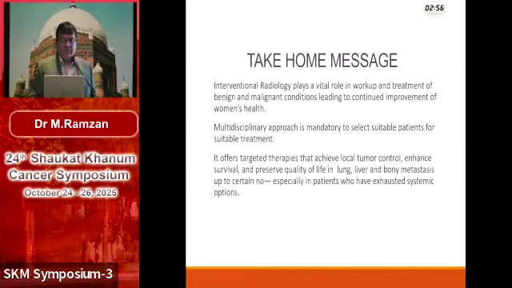We also offer lung tumor ablations if there are a couple of metastases, and liver and bony metastases up to a certain number. So especially in patients who have exhausted the other treatment options.